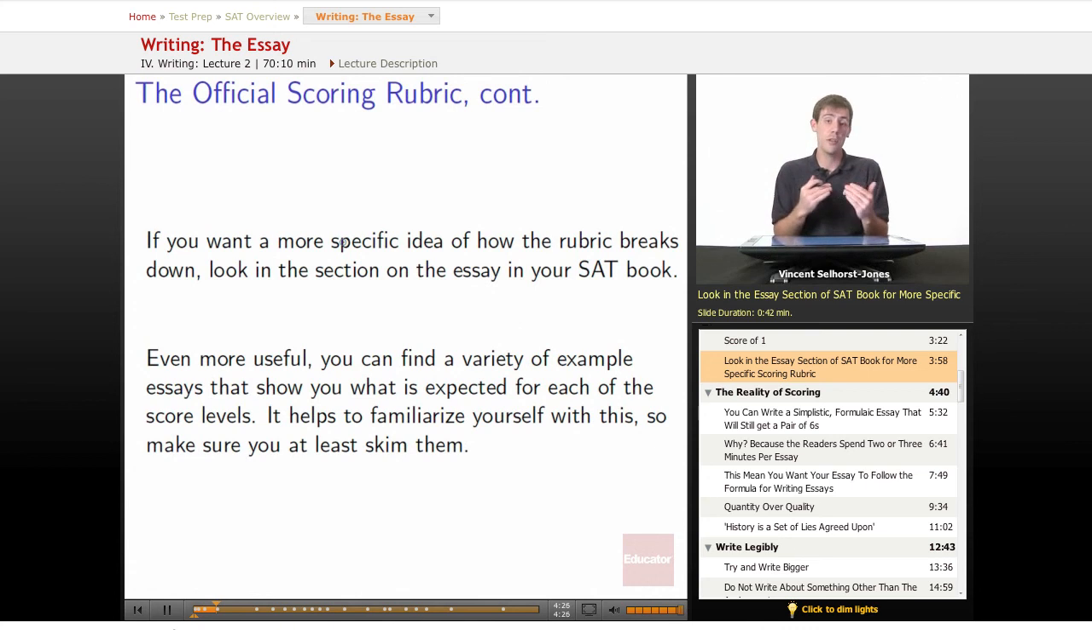It helps you to familiarize yourself with this, so skim those essays, get a sense of how good a 6 is versus how good a 5 is versus how good a 4 is, etc. So go out there, look through those examples, look through that scoring rubric, get a sense of it.